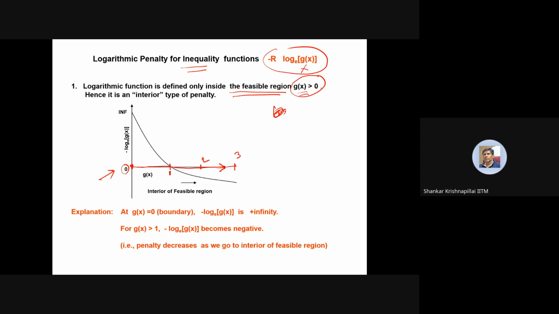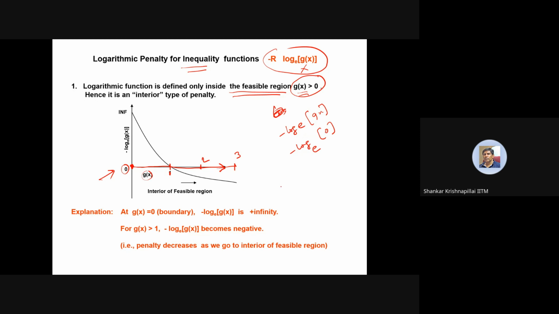Let us see how this penalty function works. This is the point on the boundary of the feasible region, where g of x is equal to 0. So minus log of g of x, that is, minus log 0 to the base e. So what is this value?